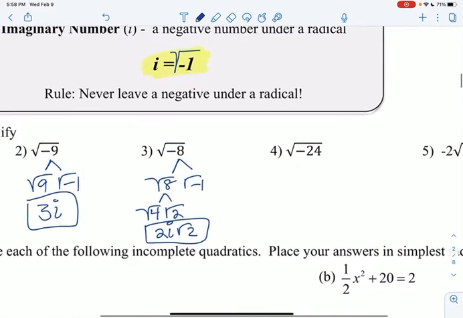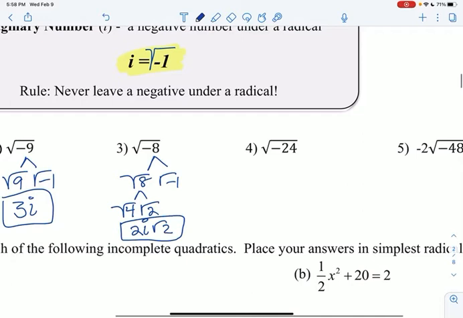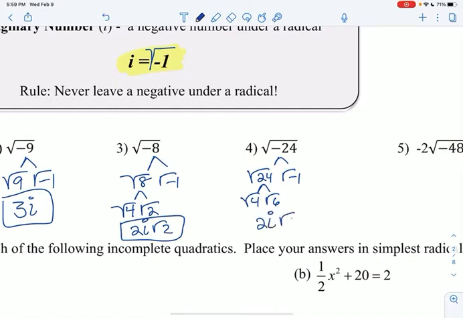Let's try another one, similar also. Square root of negative 24. Well, it's the square root of 24 times the square root of negative 1. The 24, though, can be simplified. 4 times 6 is 24. The square root of 4 is 2, the square root of negative 1 is i, and the square root of 6 stays square root of 6.